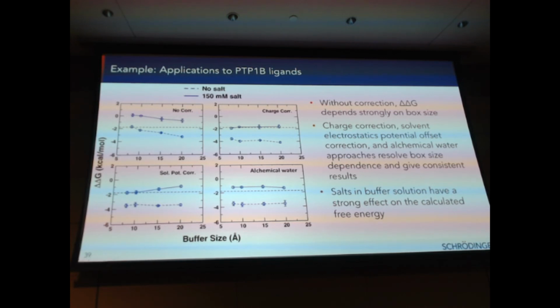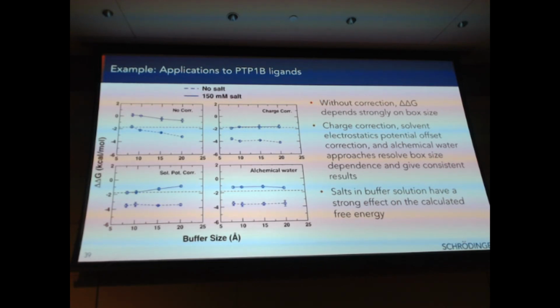So we can see that if you don't have any special treatment, because of the artifact in the electrostatic energy calculation, you have very large box size dependence, which I think many people already know, not very surprising. And also, the additional salts in buffer solution have a big effect on the calculated binding affinity. And this is well captured, studied experimentally.